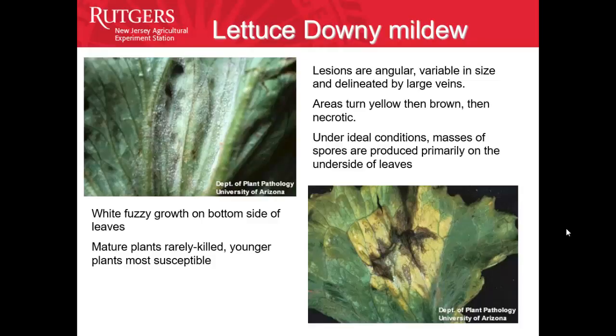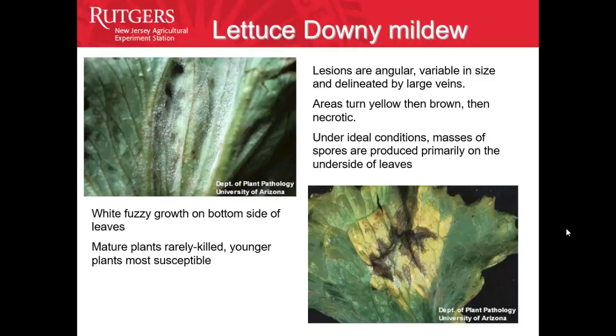Unlike your downy mildews that you would see on your cucurbit crops, the one that occurs on lettuce is going to produce a white fuzzy growth. Remember on squash and pumpkins and gourds, the downy mildew is going to produce a brown spore. All right, and they always sporulate on the bottom sides of leaves because they don't like the UV light. It prevents them from sporulating in most cases on the top sides of leaves.